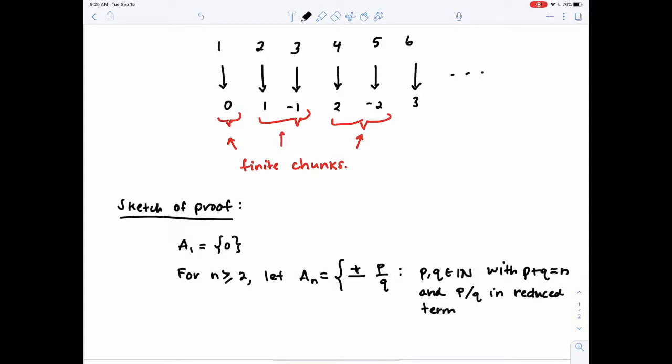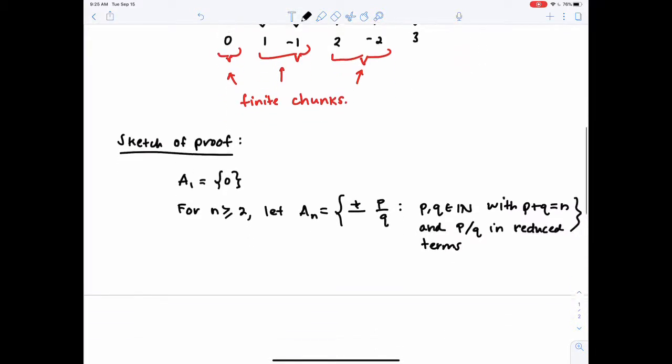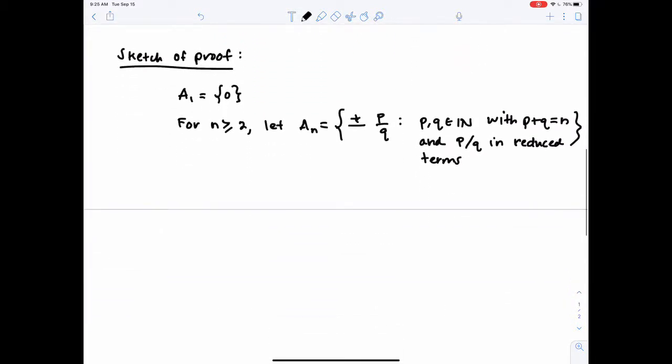We know that there are infinitely many ways that you could represent the rational number 1/2, for example. You could write it as 2/4, 4/8, etc. For the purpose of creating our chunks, we're going to assume that the p over q that we have has first been reduced. And this is really important for making sure that our mapping is going to be 1-to-1, in the sense that each rational number is only going to appear in exactly one chunk.